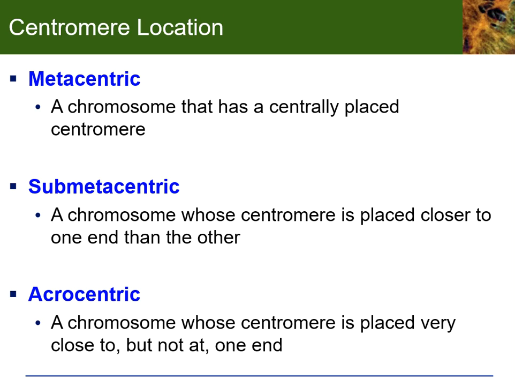Metacentric means that the chromosome has a centrally placed centromere. Submetacentric means the chromosome whose centromere is placed closer to one end than the other, and acrocentric describes a chromosome whose centromere is placed very close to, but not at, one end.